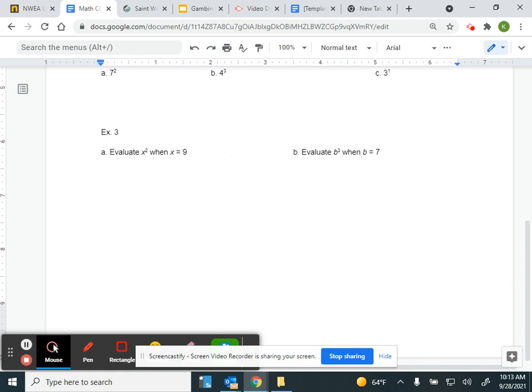All right, evaluate x squared when x equals 9. So do the math on your paper, see if you can come up with the answer. I see several of us with hands up already. We're going to give our friends a moment. So write it out. What would x squared be when x equals 9? What does that expression look like?